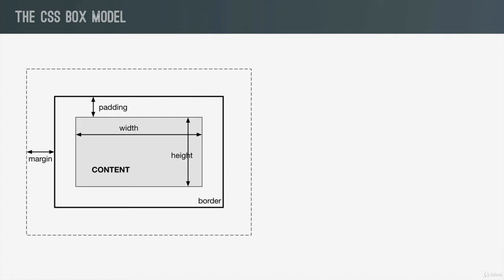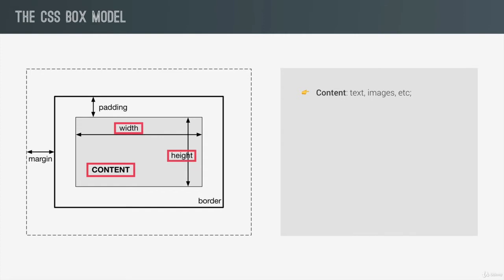But note that they are all optional. So there can be boxes with no margins or no paddings or no border at all. Now this image here shows us how the box model works. And so let's break it down. First, the content of a box is where all the text, images, and other content that we specify goes. We can easily define its height and width using the corresponding CSS properties.